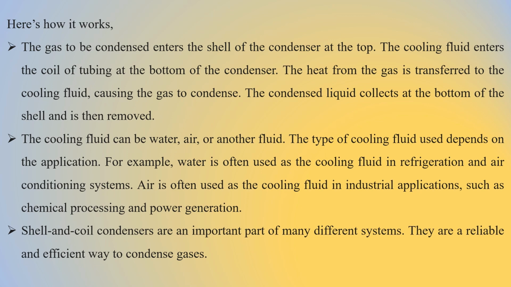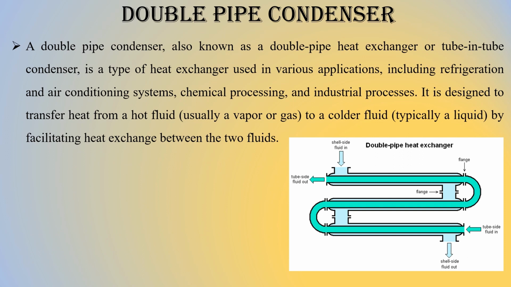Okay. Let's move on to the next part. It is double pipe condensers. Now what is this? The double pipe condensers. A double pipe condenser, also known as a double pipe heat exchanger or tube-in-tube condenser, is a type of heat exchanger used in various applications including refrigeration and air conditioning systems, chemical processing, and industrial processes. It is designed to transfer heat from a hot fluid, usually a vapor or gas, to a colder fluid, typically a liquid, by facilitating heat exchange between the two fluids.